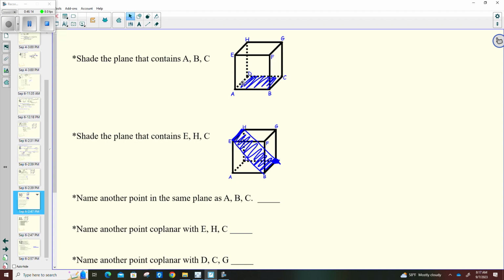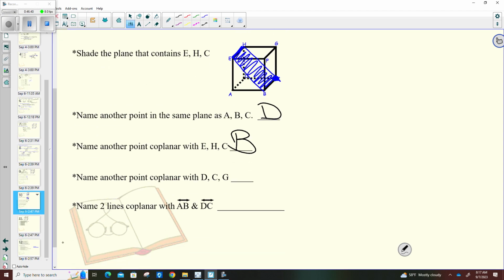Is that okay? All right, to that cube that we were just drawing on, name me another point that's in the same plane as A, B, and C. D, very nice. Name another point that's coplanar with E, H, and C. B as in boy, correct. Give me another point coplanar with D, C, and G. H. D, C, and G gave us H back.